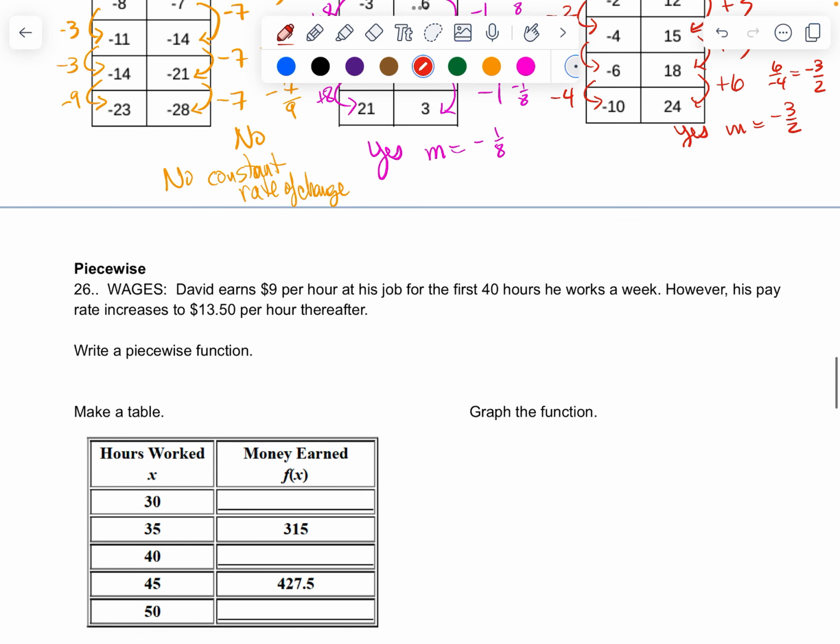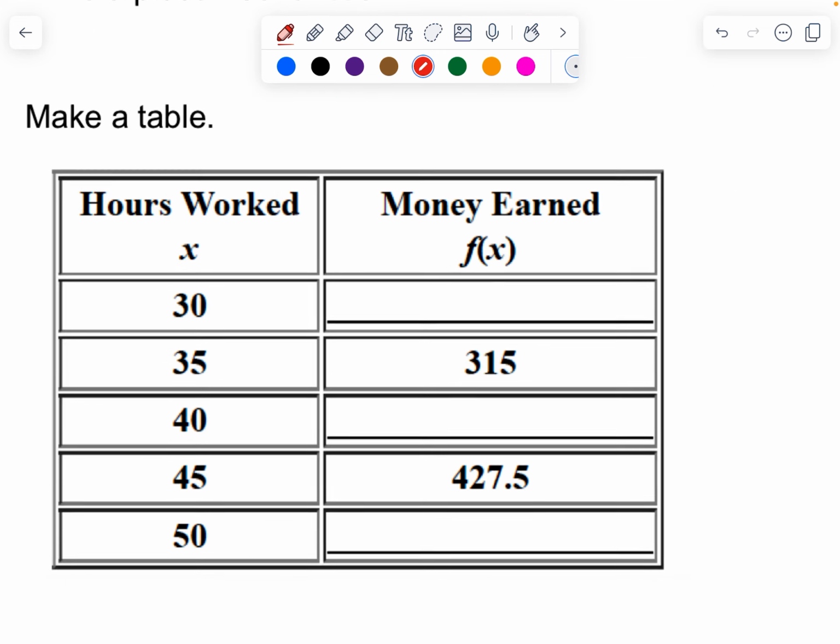Okay, awesome. Piecewise. David earns $9 per hour for his job for the first 40 hours he works a week. However, his pay increases to $13.50 per hour thereafter. So for a certain amount of time, he gets paid one amount, and then after that, he gets paid more. So we need to figure out how much that is.